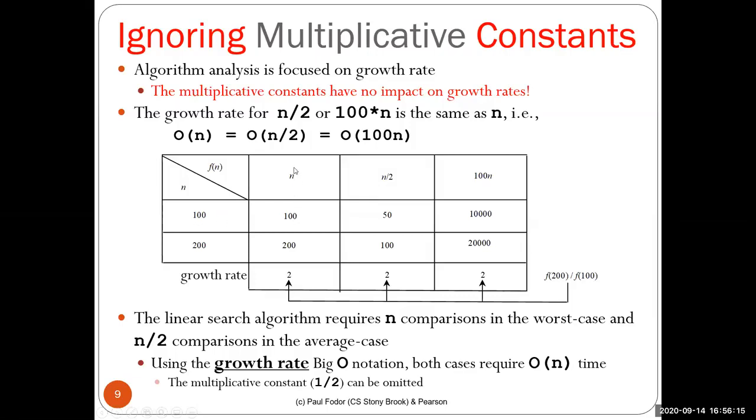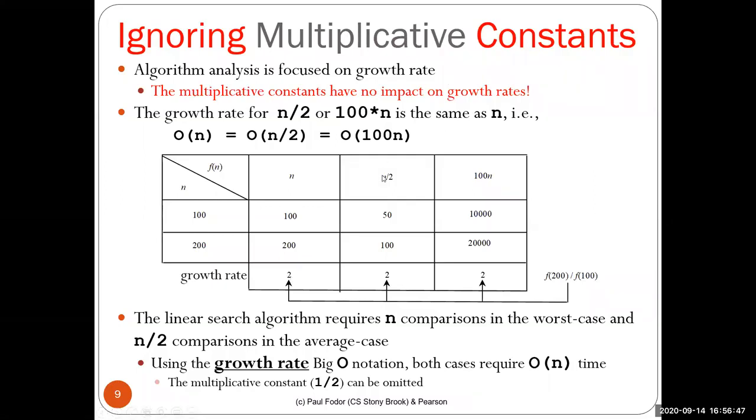For instance, take linear search, which for 100 elements in the array will take 100 comparisons in the worst case. Similarly, for 200 elements, it will take 200 steps. So we can see that the growth rate is such that if we double the size of the input, it will double the time that it takes to run the algorithm.